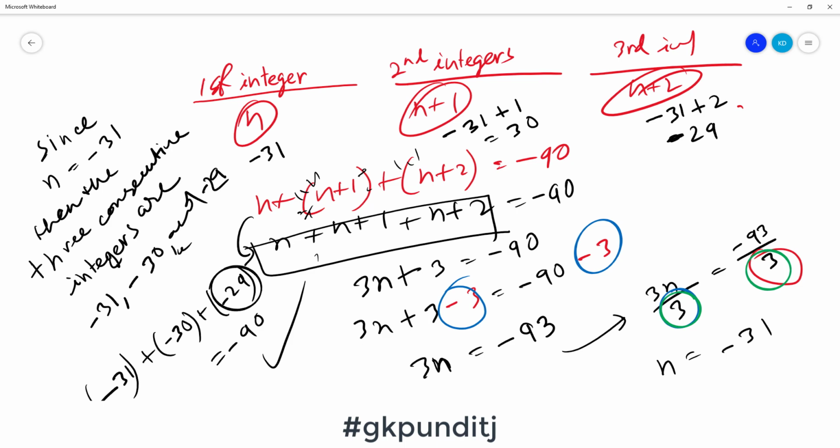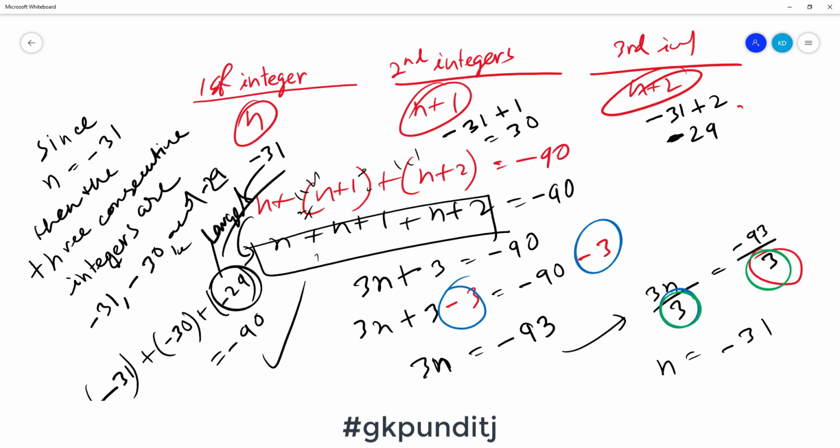Okay, this is the largest. But as you know, we are not done yet, because this is the largest one. Our problem asks us to identify which among the consecutive integers is largest. So this is the largest.